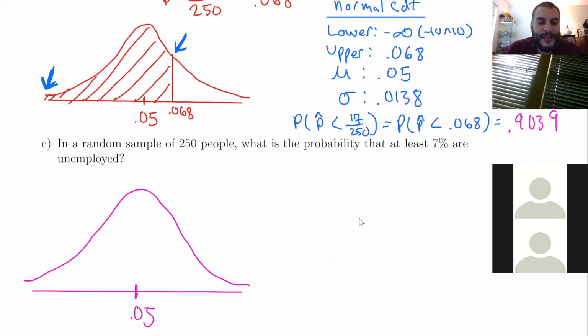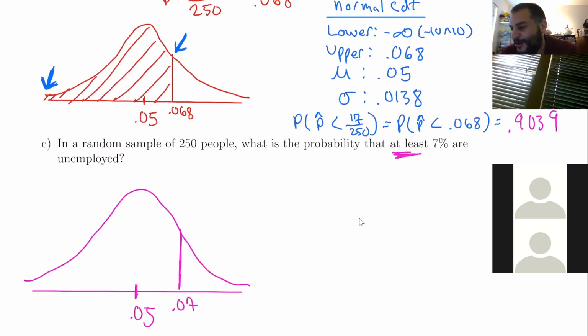So if you look at it, this time I gave you the percentage. So the percentage is 7%. So 7% is bigger than 5%. So that should be 0.07 over here.